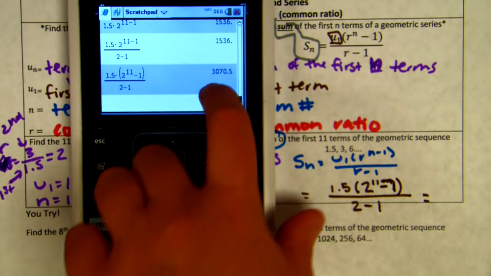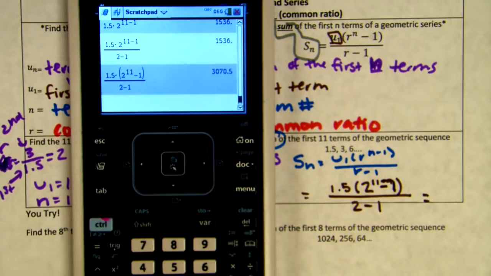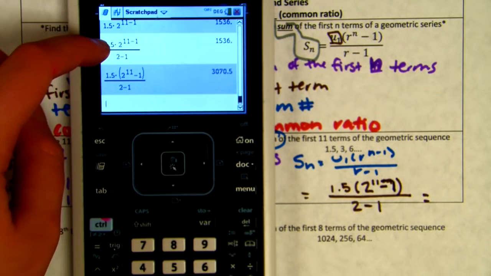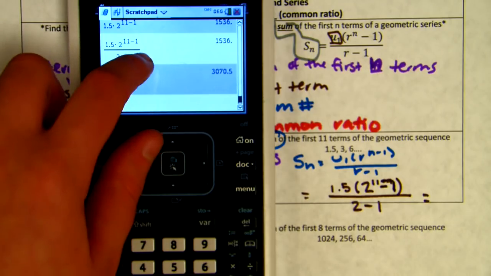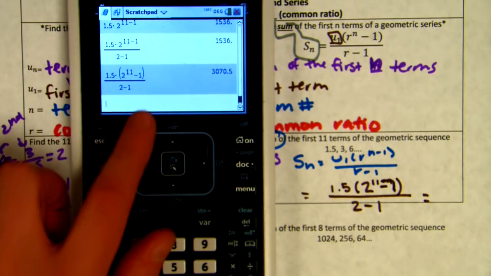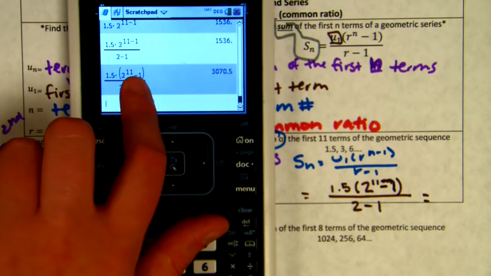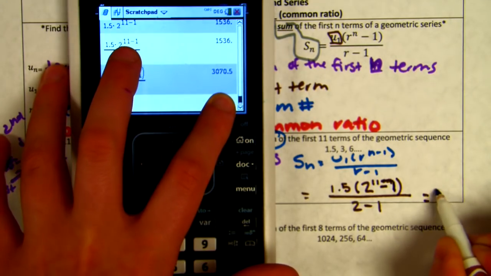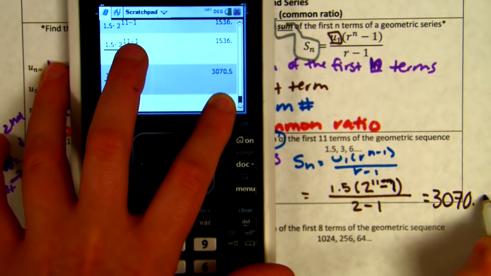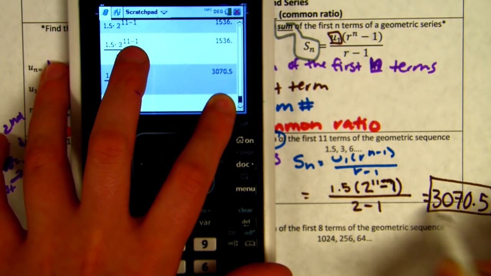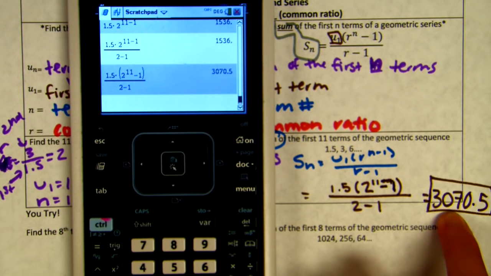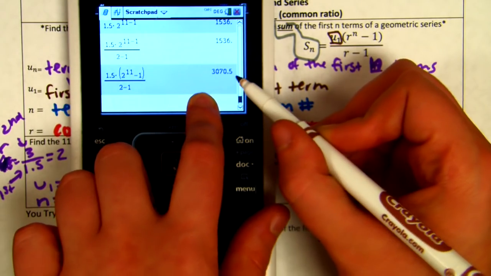That would give me 3,070.5. So that is our actual sum. The other way, if we do it like this up here, we're going to get the same answer as above, which is incorrect because we want that minus 1 to be out of our exponent. So the answer here is 3,070.5. So this is the answer we should be getting, 3,070.5, which is this one right here.